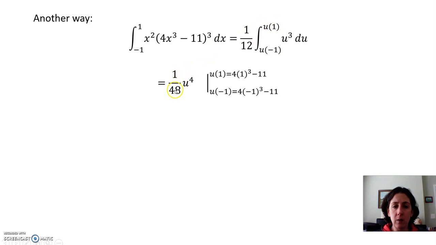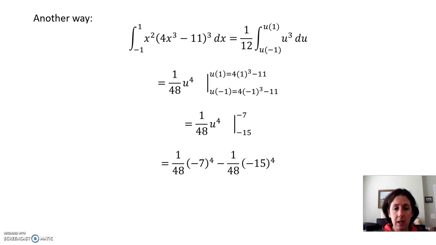So now we'll evaluate that 1 over 48 u to the fourth at u at 1, which is 4 times 1 cubed minus 11, and u at -1, which is 4 times -1 cubed minus 11, which means we're going to evaluate this 1 over 48 u to the fourth from -15 to -7. And when I do that, I end up with that same answer, -3014 thirds. So instead of having to integrate in terms of x, use u substitution, go back into x to plug in your bounds, we can actually just change the bounds in terms of u.